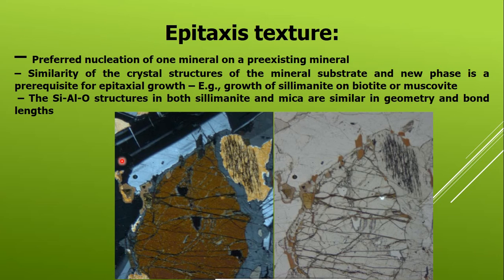Epitaxial texture: preferred nucleation of one mineral on a pre-existing mineral. Similarity of the crystal structure of the mineral substrate and the new phase is a prerequisite for epitaxial growth. Example: growth of sillimanite on biotite or muscovite. The Si-Al-O structure in both sillimanite and mica is similar in geometry and bond lengths.